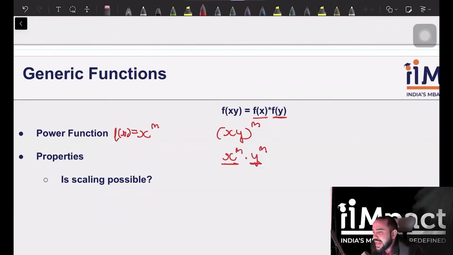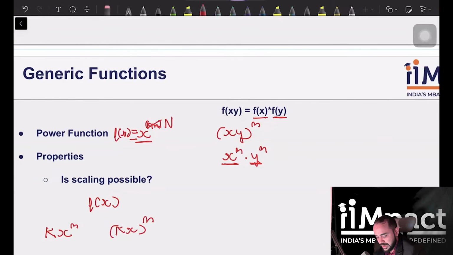First of all, scaling n makes no sense. If I write it as kn, you can just replace kn as capital N. How does it matter? So scaling will be of x or of a coefficient outside. So the question comes, should I write it as k into x to the power n or kx to the power n? Or none of these. I can only write it as x to the power n. Which one is possible?